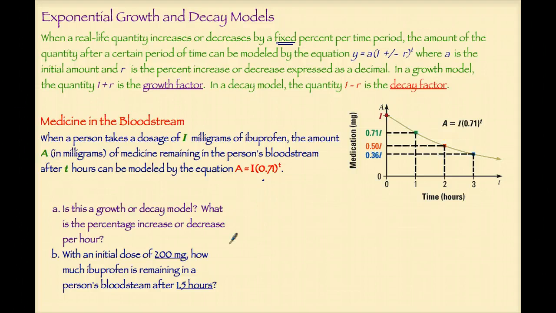Now, let's look at a specific example with a specific dosage. With an initial dose of 200 milligrams, how much ibuprofen is remaining in a person's bloodstream after 1.5 hours? Well, let's see. We have A is equal to our initial amount, 200, and then of course 0.71 to the 1.5 power.